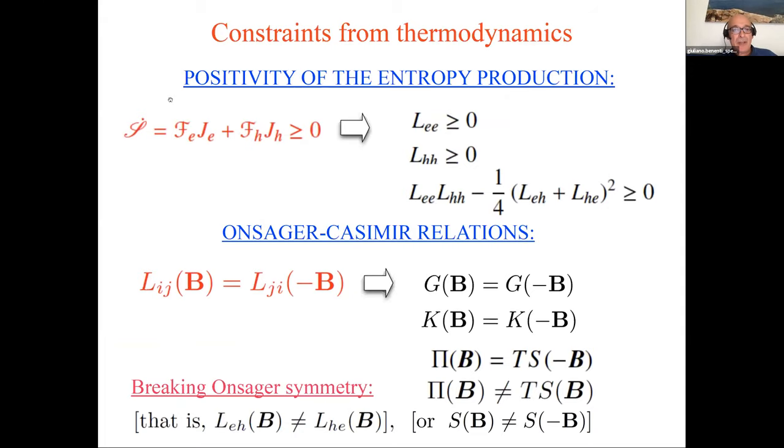As I said, you have constraints from thermodynamics. So you have positivity of entropy production, the second law of thermodynamics, and then within linear response, you have also Onsager-Casimir relations. If you write them in terms of more familiar transport coefficients, when you put a magnetic field, the Peltier coefficient is not necessarily equal to the Seebeck times temperature, but you have to reverse the magnetic field. So in a sense, you relax somehow constraints.